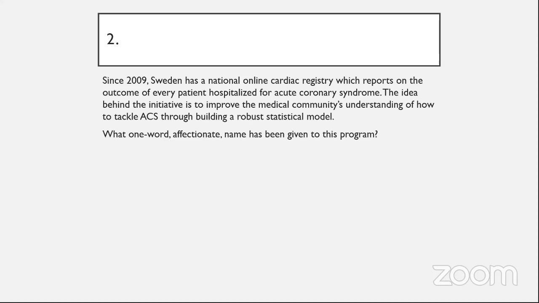Right, so online cardiac registry of Sweden. What 1-word name has been given to this program, this data collection model?